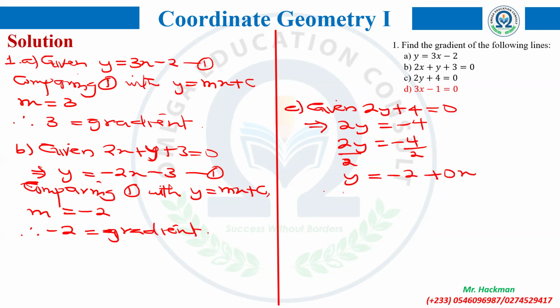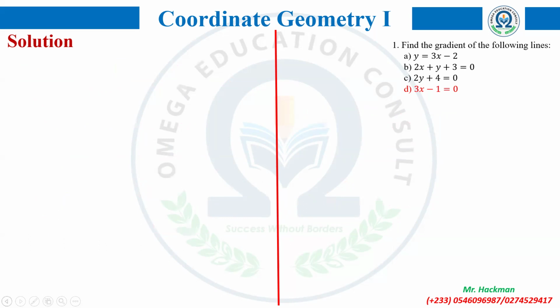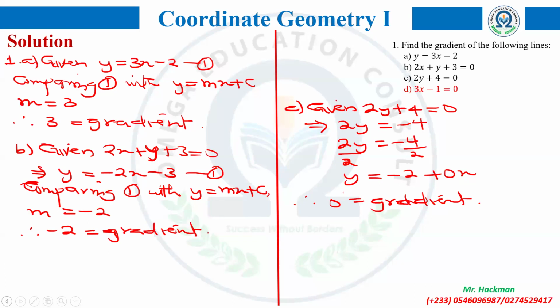Yes, please. So like I said, if you compare, in this case, I'll write therefore 0 is equal to my gradient. And remember I said, if your equation has no term in x, it means the gradient is 0. Is my point well made? Yes, please. Which is exactly the point here. Now, D, what do you think will be the gradient in D?